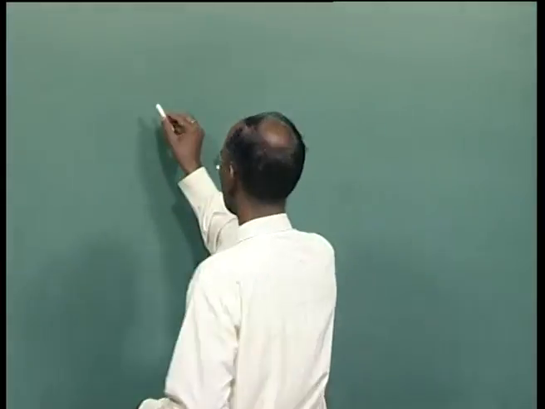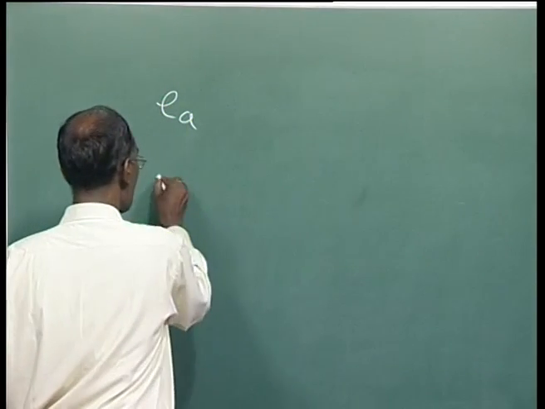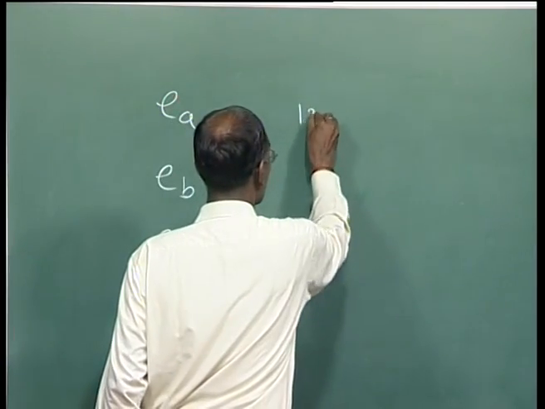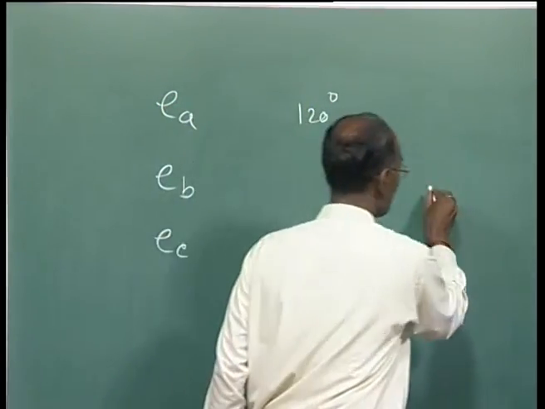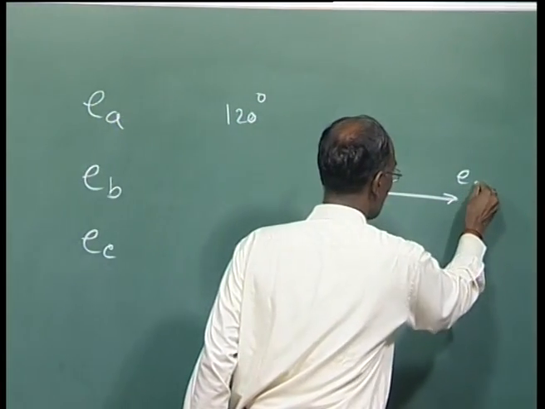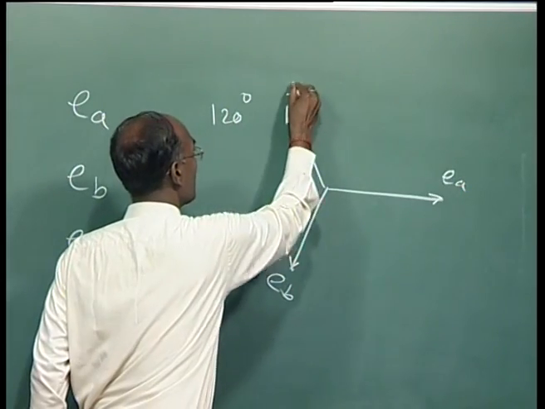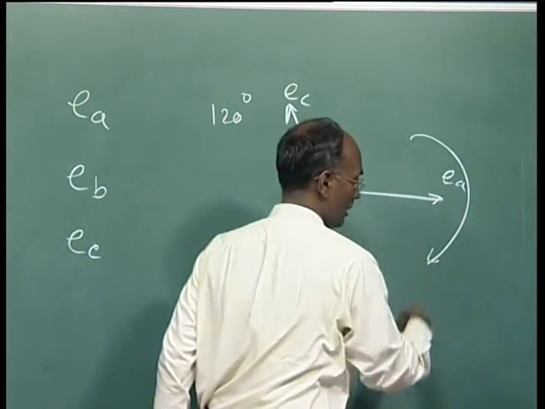Balanced means the magnitudes of all three phases are equal and they are displaced by 120 degrees. Here we have the A phase EA, here EB, and here EC, displaced by 120 degrees. If you draw the phasor diagram, it is EA, here EB, and here EC, in the clockwise direction.